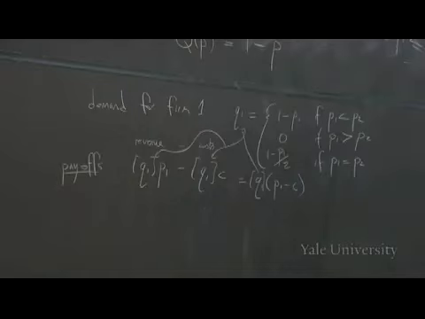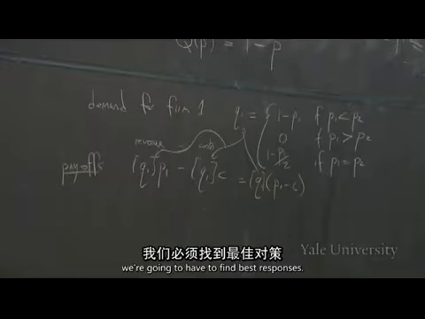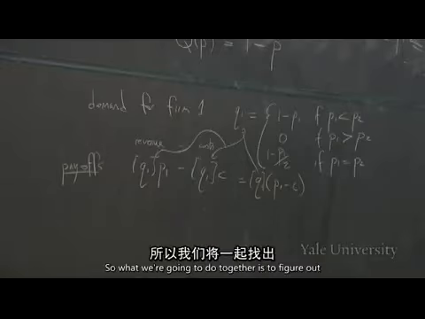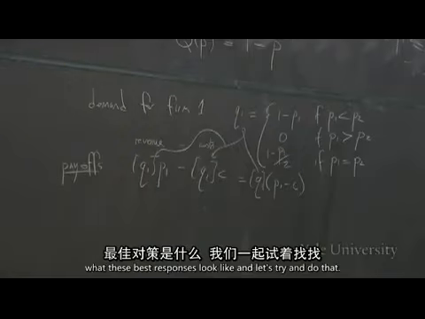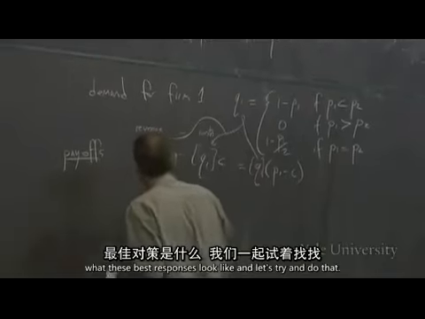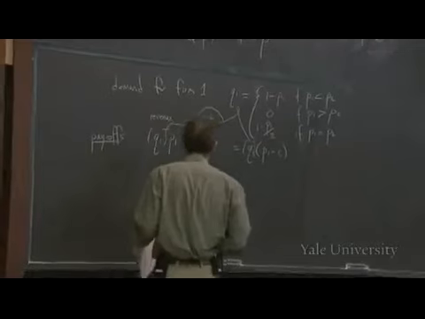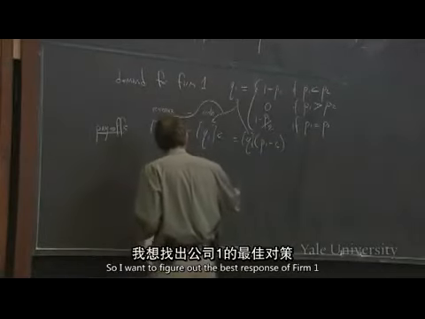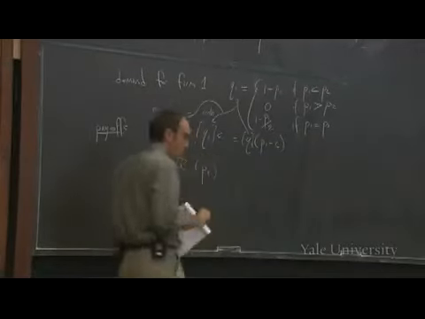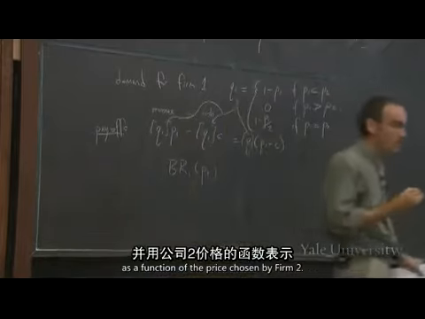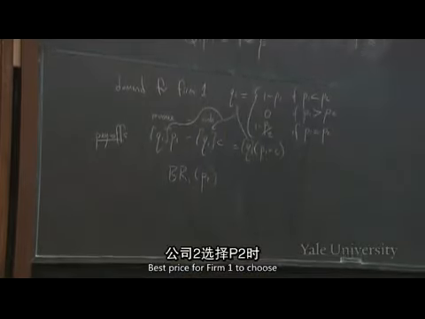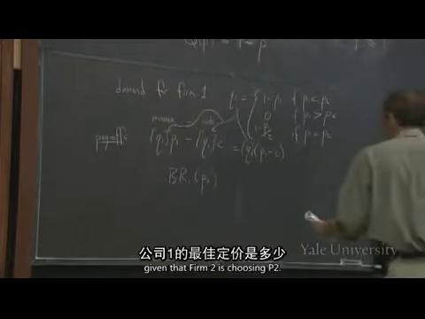All right, so to find the Nash equilibrium, we're going to have to find best responses. What we're going to do together is figure out what these best responses look like, and let's try and do that. So I want to figure out the best response of firm 1 as a function of the price chosen by firm 2. The best price for firm 1 to choose, given that firm 2 is choosing P2.